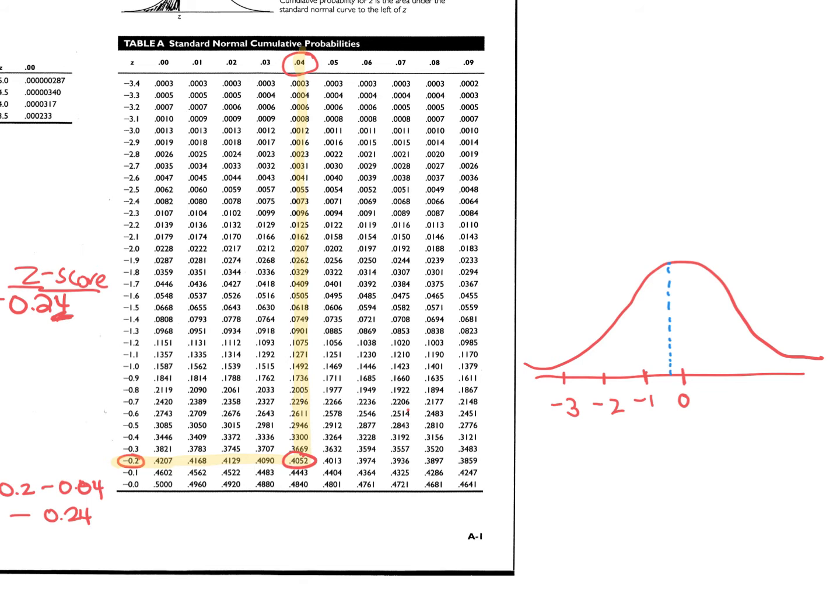So what we found is that the cumulative area from a z-score of negative 0.24 to the left is 0.4052. So that means 40.52% of the area under the curve is to the left of a z-score of negative 0.24.